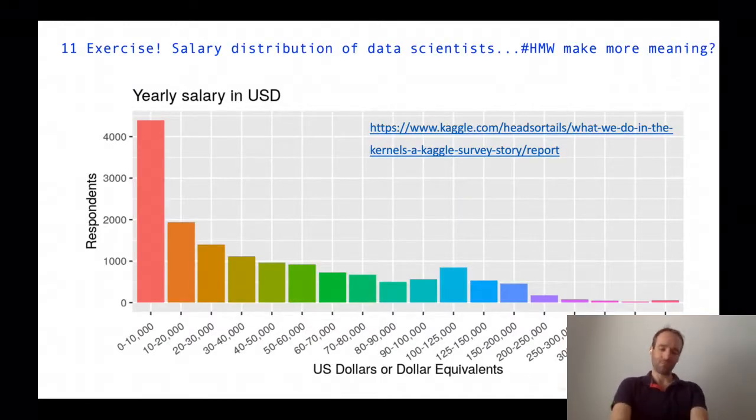And here you have another chart. In this case, this chart shows us, this is salary, and this is number of respondents. And here we have the salary distribution of data scientists. And the question is, how may we make more meaning out of this chart? I will ask you again, is this data, information, or knowledge?